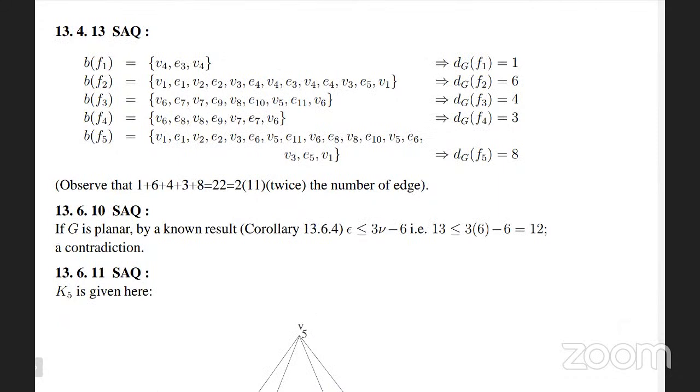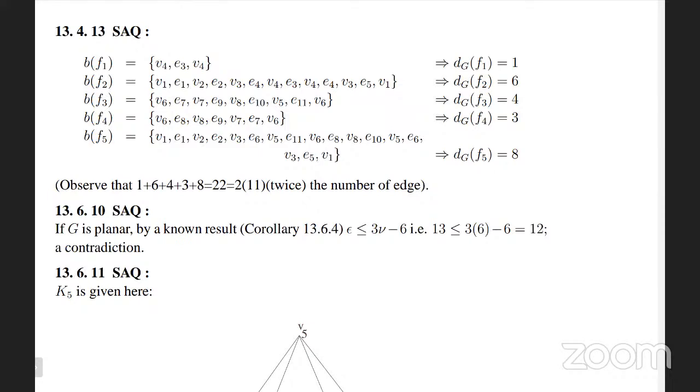See here, the boundary of F1 is equal to what? The boundary of F1 is a triangle, as I mentioned, with the edge connections. The boundary of F2 is denoted by B(F2), the boundary of F3 by B(F3), B(F4) the boundary of F4, and B(F5) the boundary of F5.